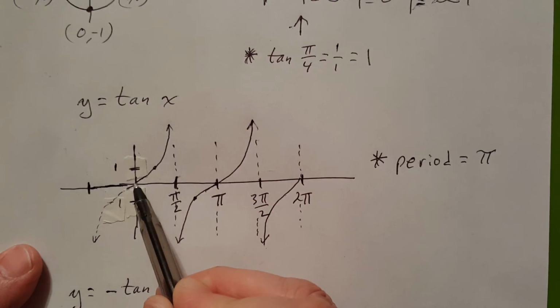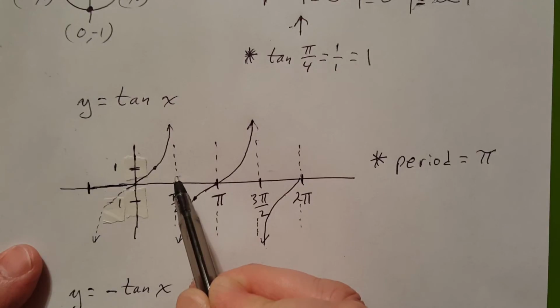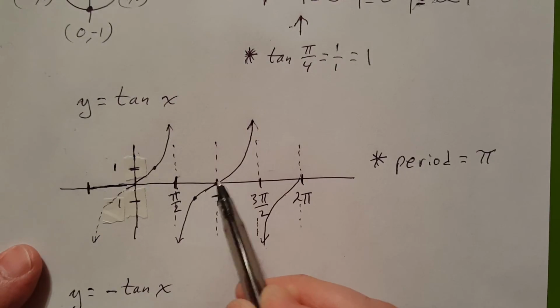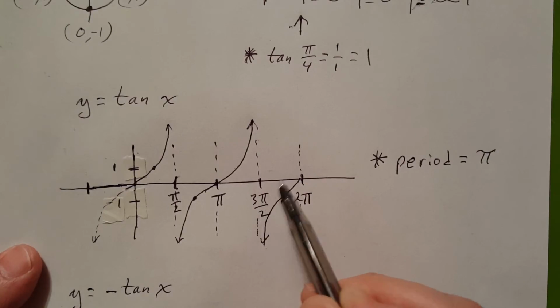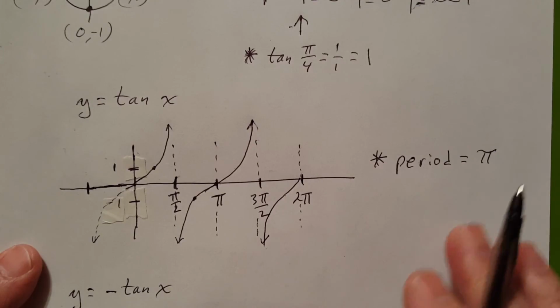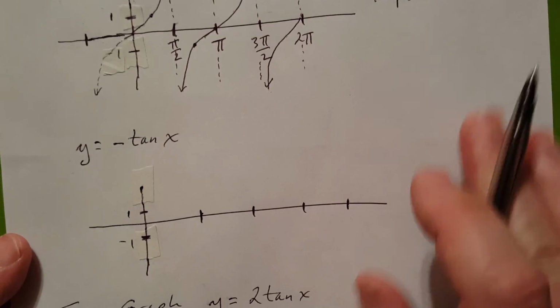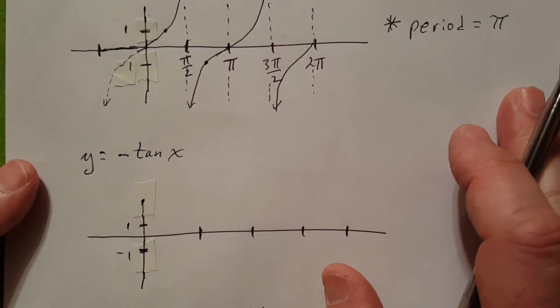So right here it's 0, right here it's 1, undefined. Negative 1, 0, 1, undefined. Undefined, negative 1, 0, and so on and so on, and so it repeats. For negative tan x, it's exactly what you think. It's flipped over.